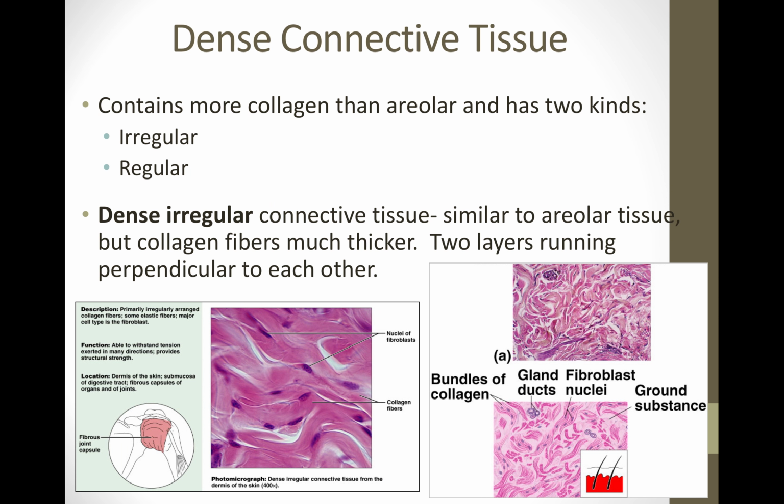Dense irregular is basically where you have a significant amount of protein fibers that are moving perpendicular to each other. So there's no distinct pattern, as you can see in this picture. Proteins are moving in many directions at the same time. The location for this type of tissue can be found around the joint capsule, so basically surrounding and protecting the joint, or underneath your skin in the dermal layer of the skin, as you can see in the right-hand side picture.